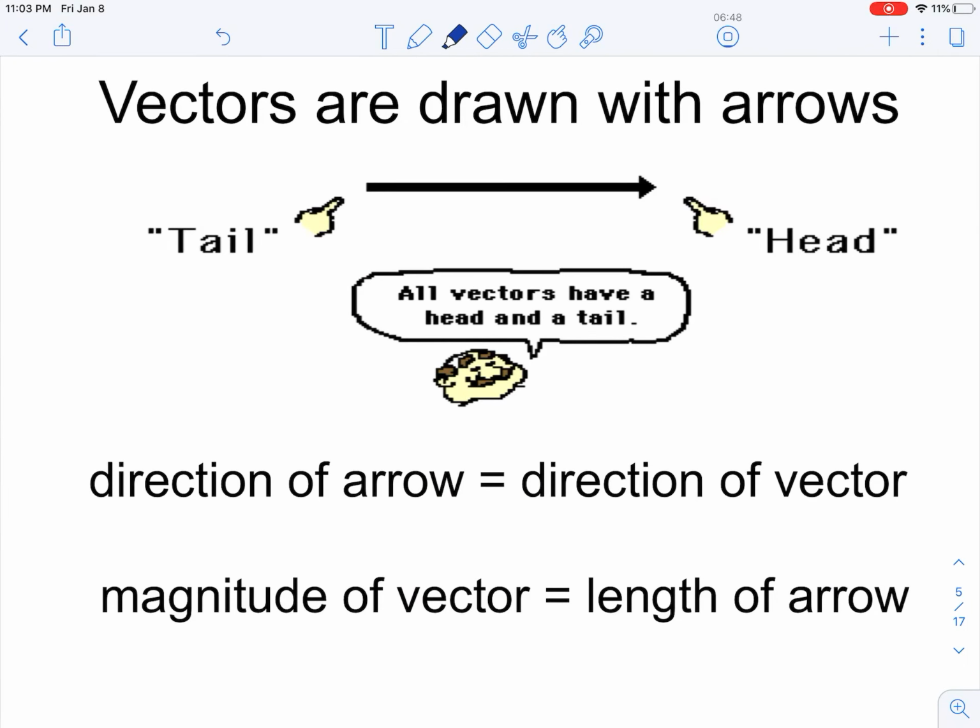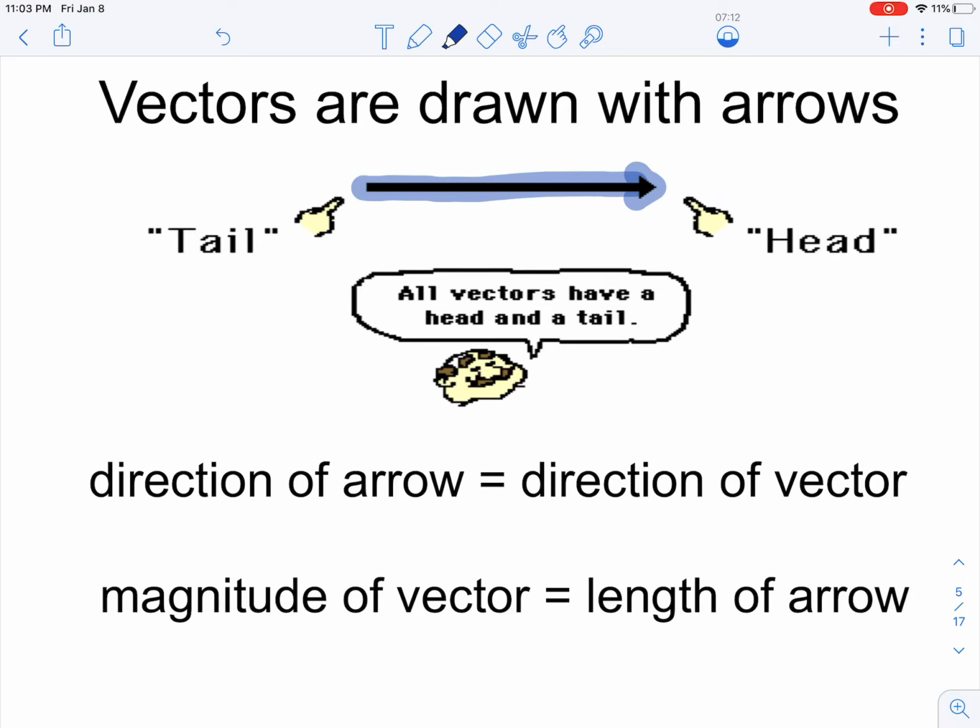So this means that we can draw vectors by using arrows. Arrows are going to obviously give me a direction. So this side of the arrow is going to point in the direction. But where does the magnitude come from? Well, the magnitude is going to be represented by the length of the arrow.